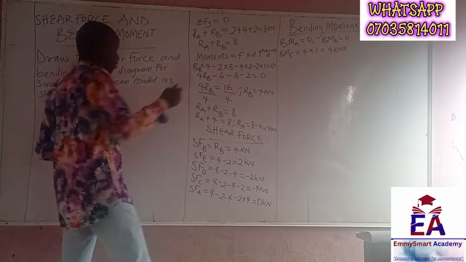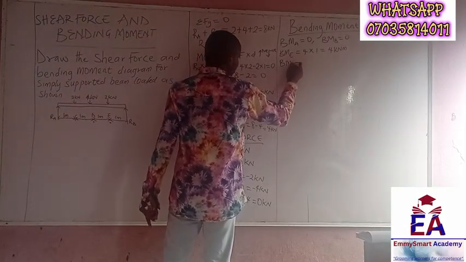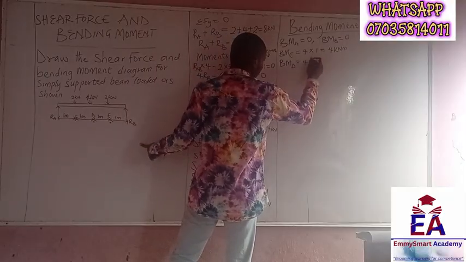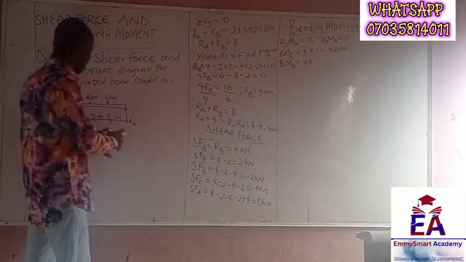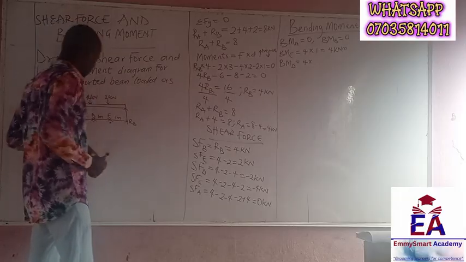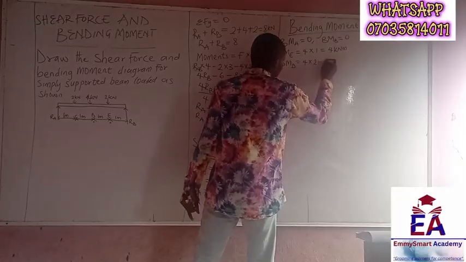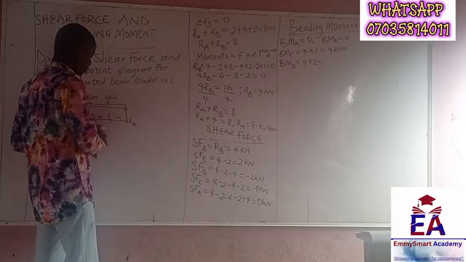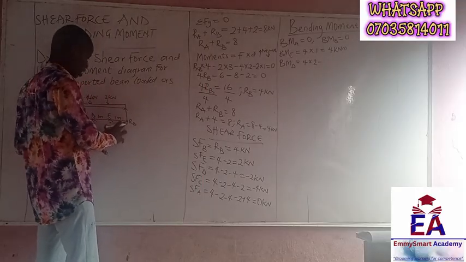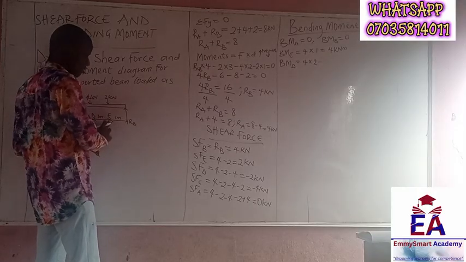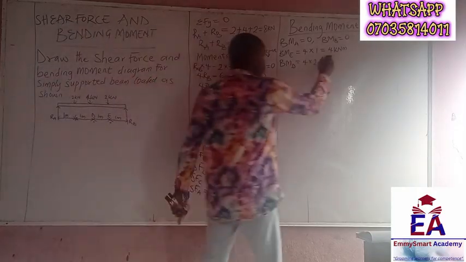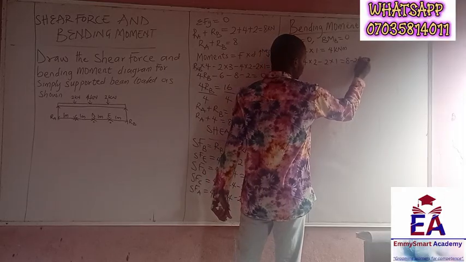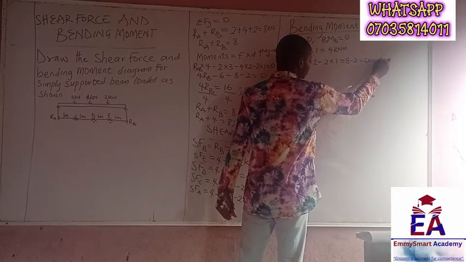So bending moment at point D will be equal to 4 times 1. Sorry, 4 times the distance covered now, which is 2, right? 4 times 2 minus 2 times 1. The effect of this force acts at 2 meters, and the effect of this force acts at 1 meter. So minus 2 times 1. 4 times 2 is 8, 8 minus 2 will be 6 kilonewton meter.